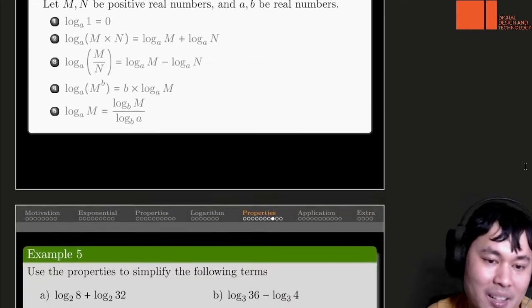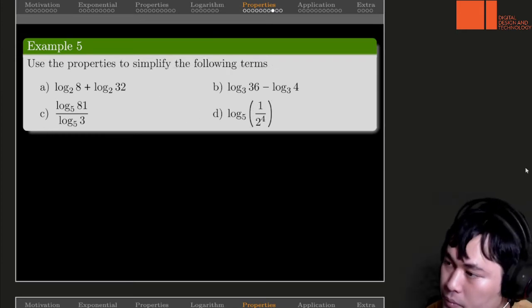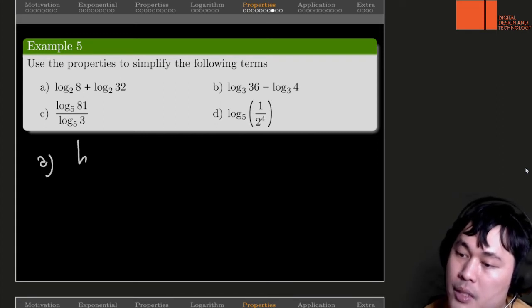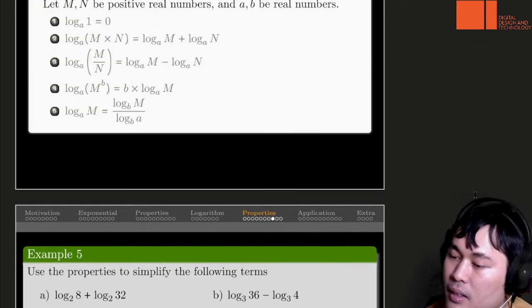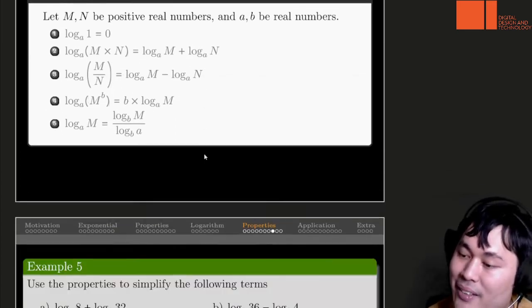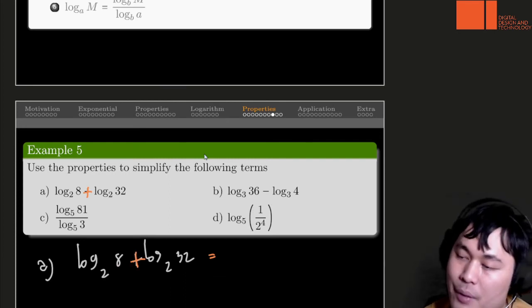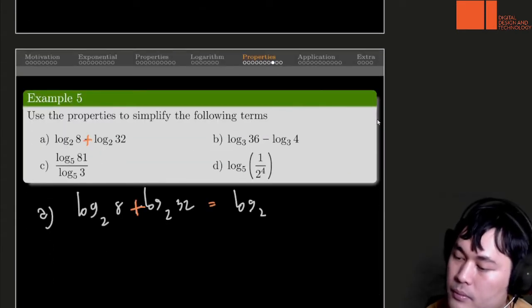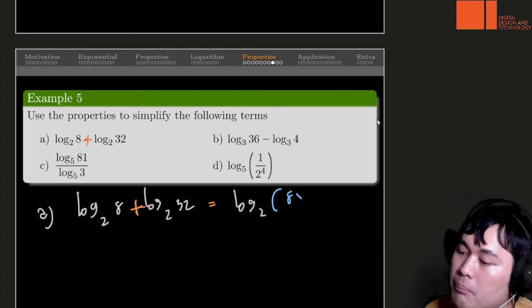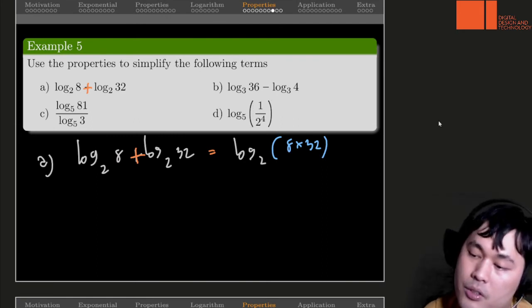Let's use it a little bit, shall we? Use the properties to simplify the terms. There are 4 questions, so let's do it. The first question is log base 2 of x plus log base 2 of 32. You have to go back and see which property applies here. First you see the plus sign, and whenever you have logs with a plus sign, you should use the property that multiplies the numbers inside together. So here you have x times 32.